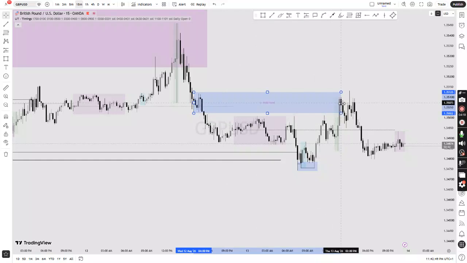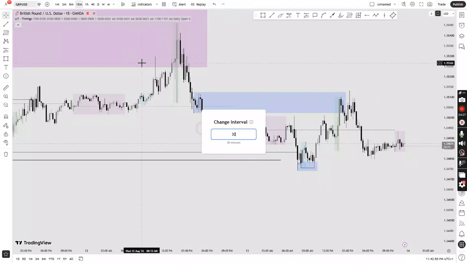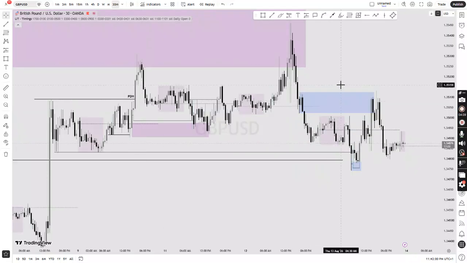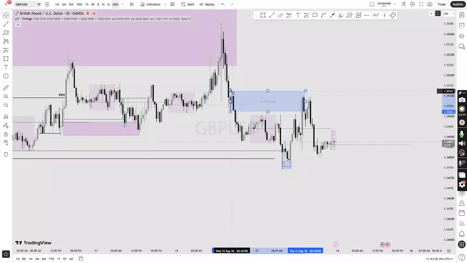That OB that we had drawn earlier, we can see right here that it was actually mitigated, right? You can see right here it was actually mitigated. If you go to the 30 minutes time frame, we can see this exactly, right? So because this has been mitigated and gave a reaction, that becomes our level of liquidity. Just like this.